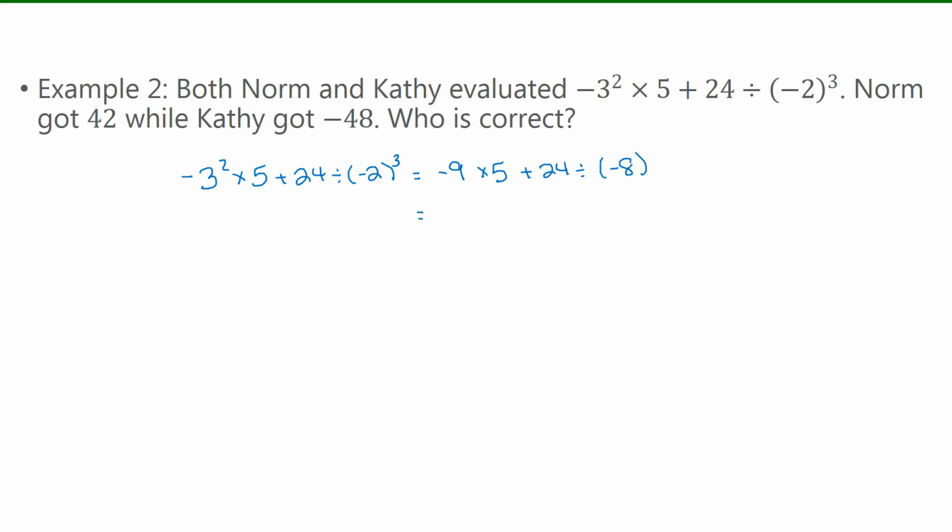Next we do multiplication and division in the order that they appear from left to right. So we'll do the multiplication, which is negative 45. Then we'll do the division. 24 divided by negative 8 is negative 3. Now we'll add them together to give us negative 48. So then we can say that Kathy was correct.